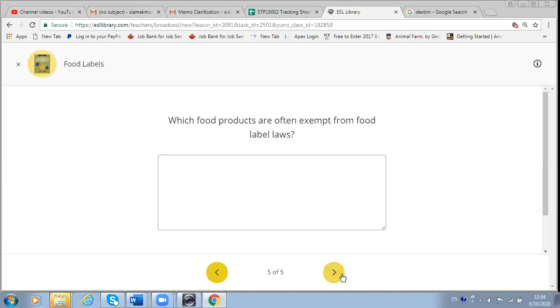Yes. Which food products are often exempt from food label laws? Alcohol? Yes. Fresh fruit, a sandwich. Alcohol in some countries, not all countries. But totally fresh food, fresh vegetables, fresh meat. And the food that they produce for immediate use, they are often exempt from food labels. Fast food, yeah, fast food. Yes, fresh food is usually exempt from food label laws. So we have no problem with this part.